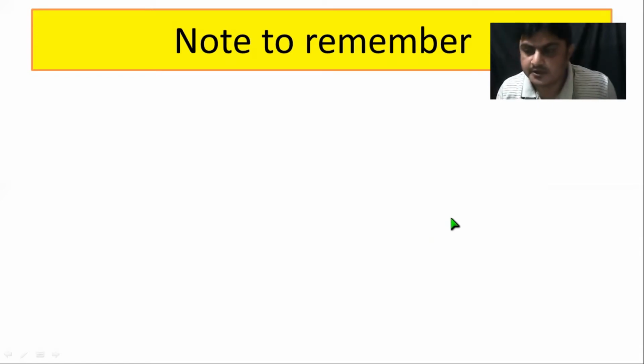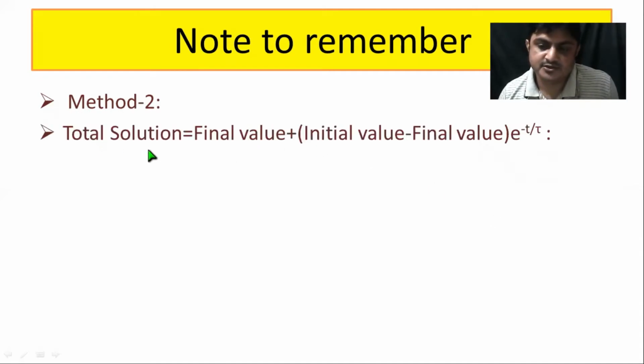This is my second method to solve the differential equation. In this transient analysis, your total solution is equal to the final value of whatever variable you are going to calculate, plus the difference between the initial value and the final value, multiplied by e raised to minus t divided by tau. What is tau? Tau is your time constant. For an RL circuit, this is L by R. So let me write down, this is L equivalent divided by R equivalent.